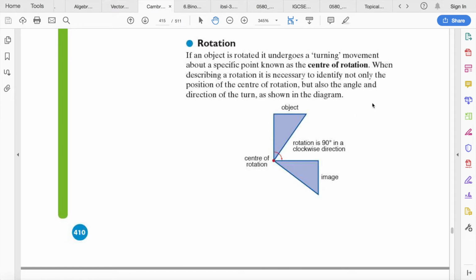In order to describe a rotation, we need to mention 3 points. First, the name of the transformation, which is rotation. Then you need to mention the center of rotation, the coordinates of the center of rotation, for example, origin, point 1 and 2, or whatsoever, and the angle of rotation. For example, here is 90-degree clockwise.